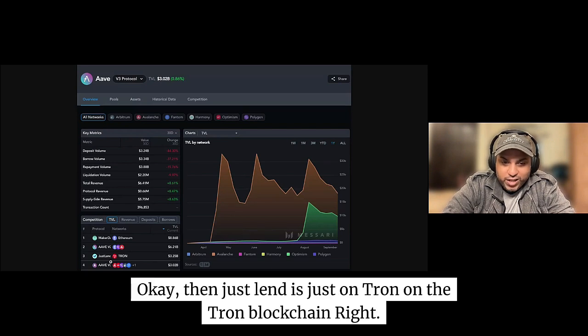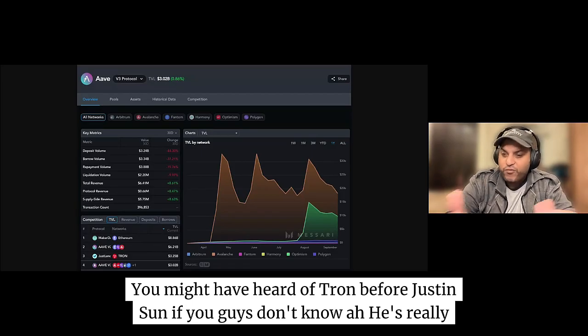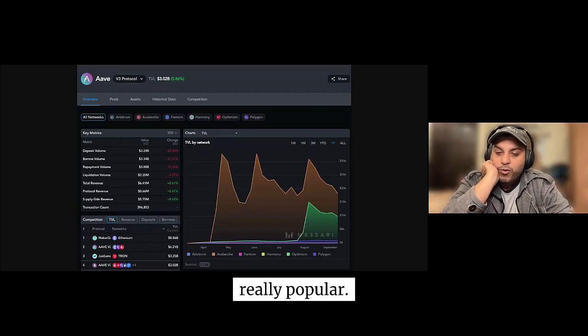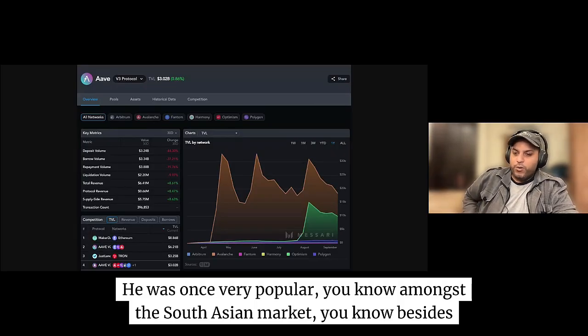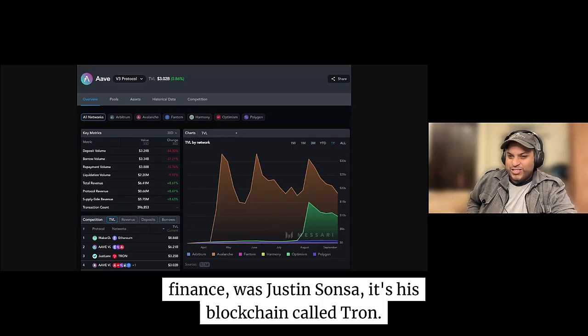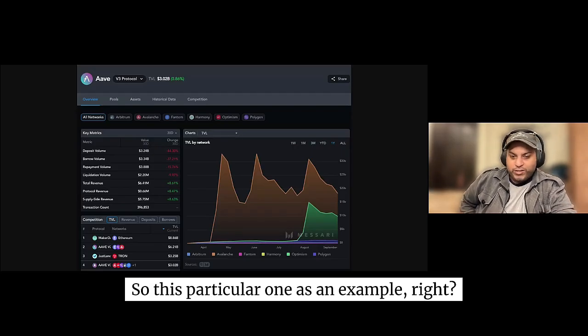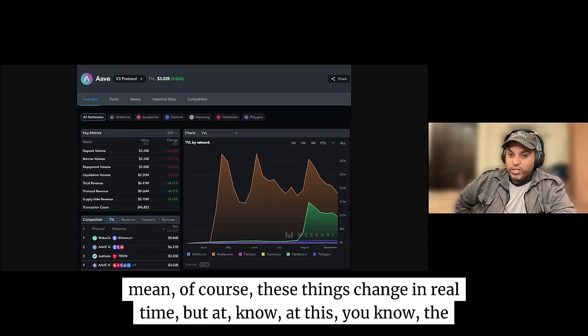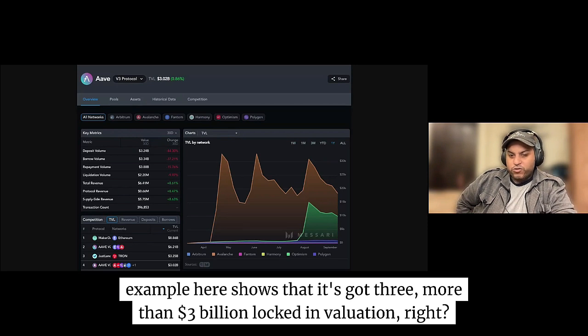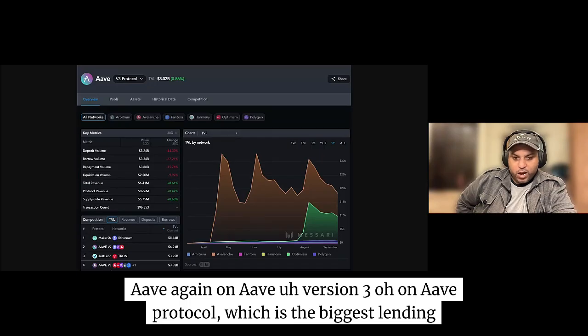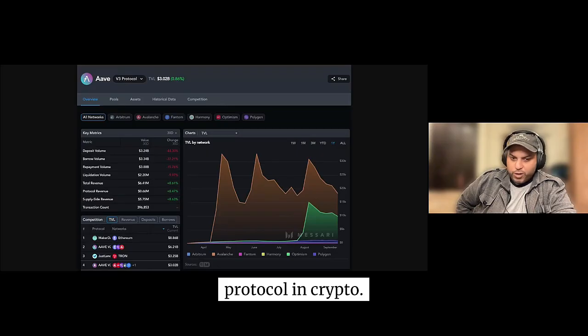Then JustLend is just on Tron, on the Tron blockchain, right? You might have heard of Tron before. Justin Sun, if you guys don't know, is really, really popular. He was once very popular among the South Asian market. Besides Binance, it was Justin Sun, so it's his blockchain called Tron. So this particular one, as an example, of course these things change in real time, but the example here shows that it's got more than $3 billion locked in valuation, right? Aave, again, on Aave version 3, on Aave protocol, which is the biggest lending protocol in crypto.